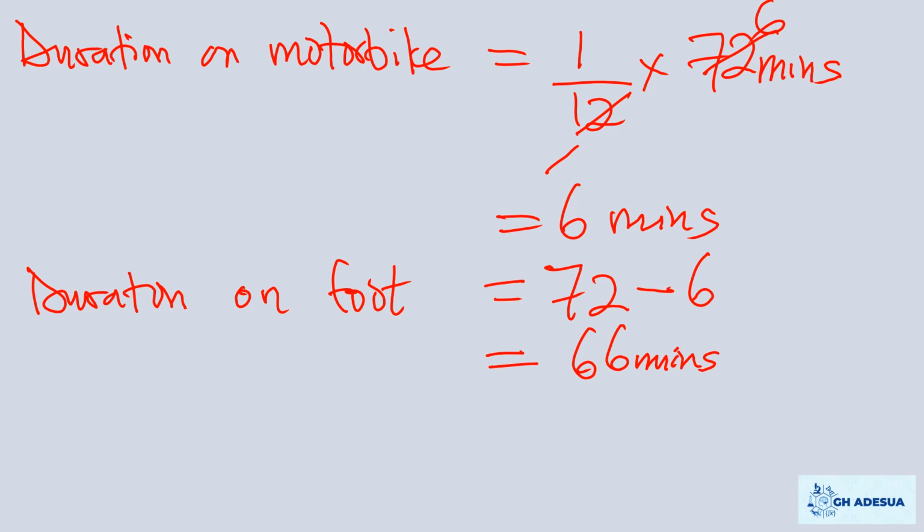You know, some places they don't have motorable roads and nobody wants to risk his motorbike going there. So after doing the motorbike for 6 minutes, he had no option but to walk to his hometown. So the duration on foot is 66 minutes.